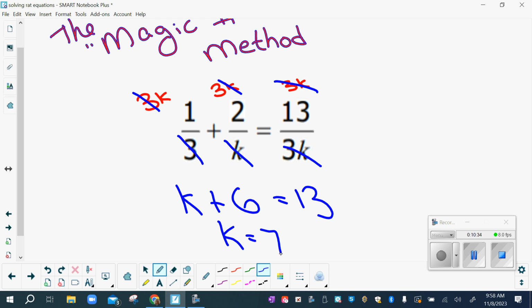What's fair in math is if I give it to one and I give it to everybody, I'm cool. So I pick my magical number that would get rid of my denominator, I give it to everybody, and then I cancel.